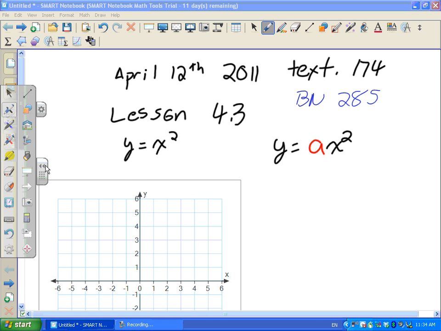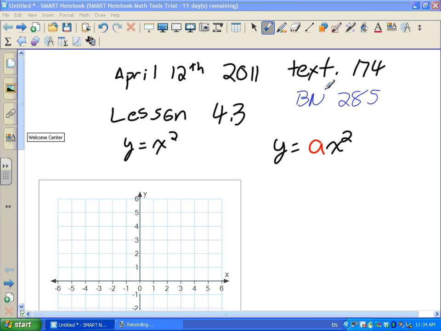You guys are on text page 174 through notebook page 285. And we're doing lesson 4.3 again. So we're going to redo it because we didn't have a video for it.